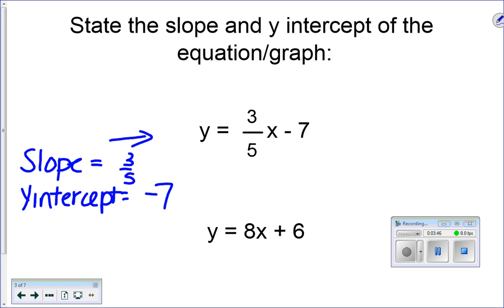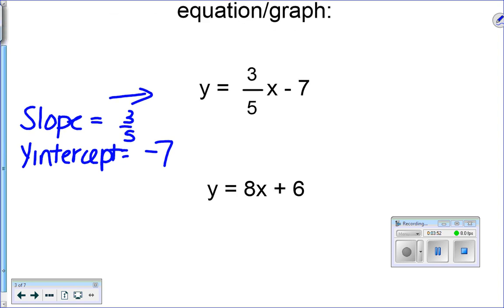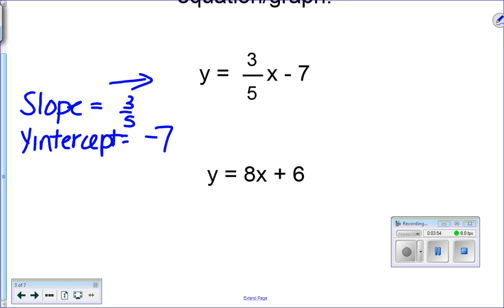Yes? You're right. So just wait. I'm not to that part yet. Good. So if I give you this one, what's my slope here? 8/1. You could say 8, but usually slope's in fraction form, so 8/1. And my y-intercept, 6. Nice work. So far, so good? Okay. What about one like this?